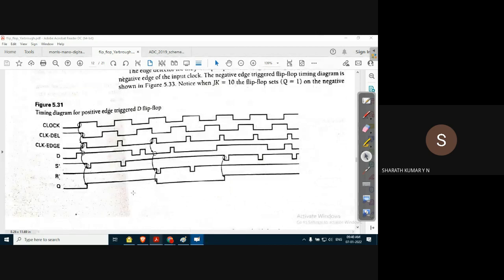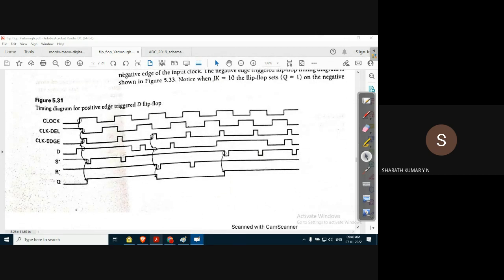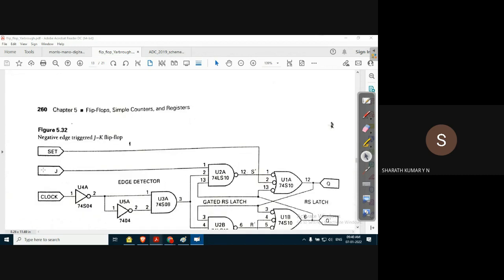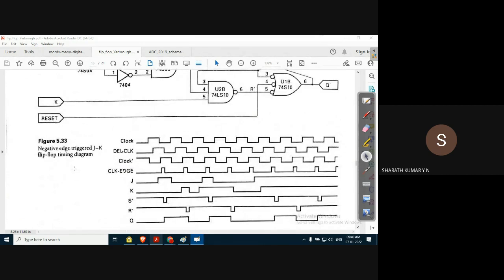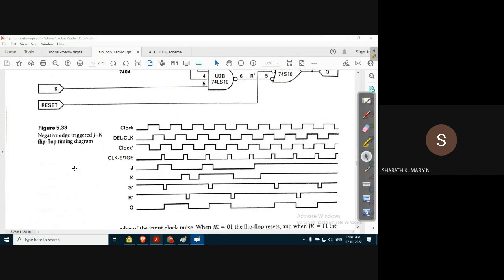I think here we can observe. Let me check. The clock pulse B is set to 1. Let us not go into that. This is a negative edge triggered JK flip flop. Timing diagram, I'll check, in case D is 1. Just hold on a second.